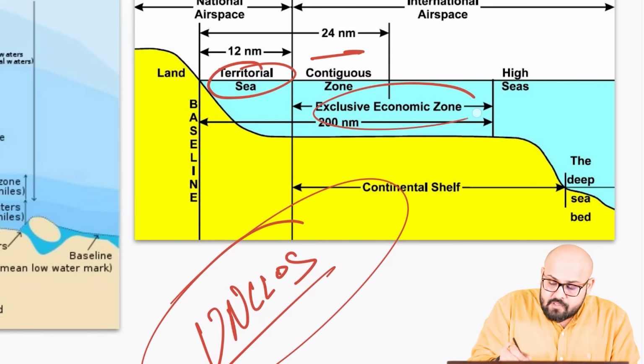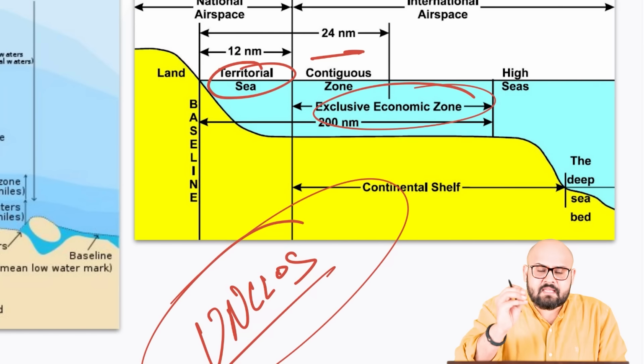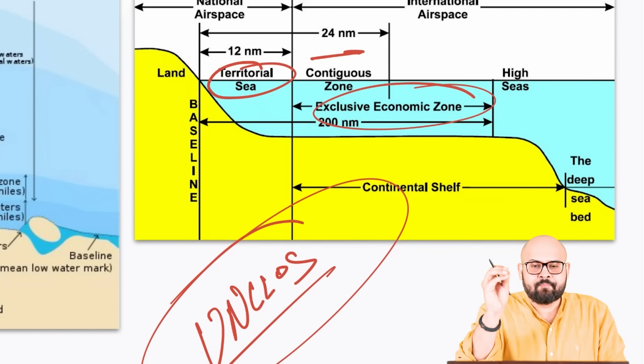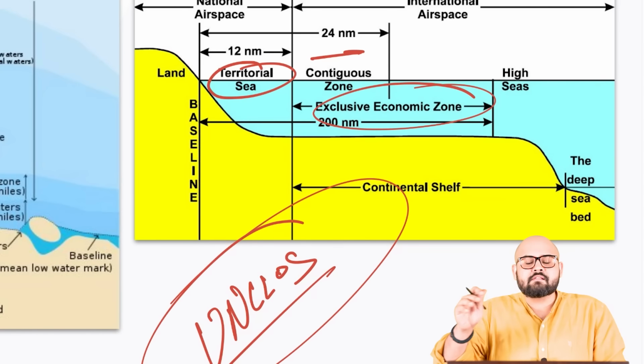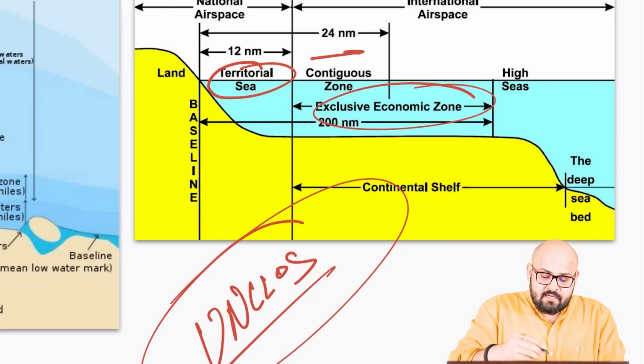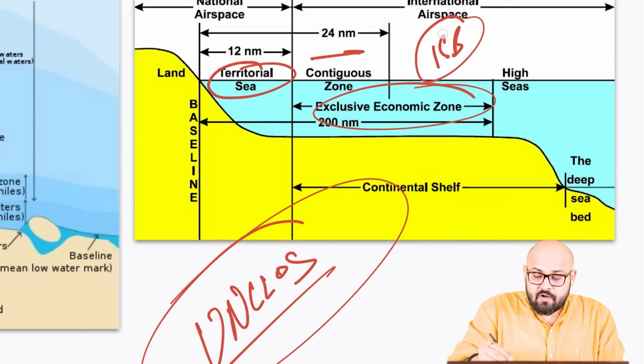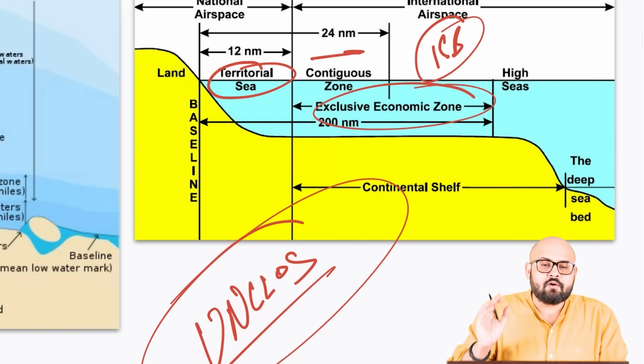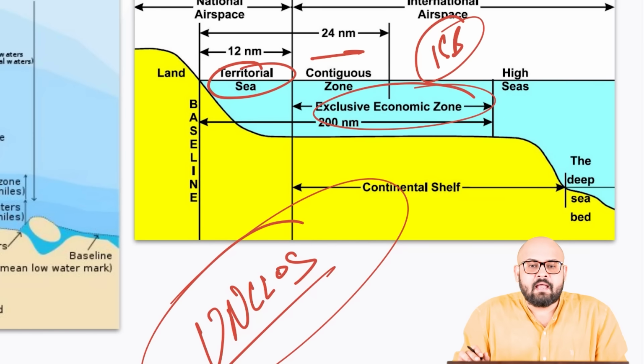Then we have the exclusive economic zone, where the country can secure rights to exploit the mineral resources on the surface of this particular ocean in concurrence with the International Seabed Authority. Right? Do read about it. The International Seabed Authority. Exclusive economic zone.